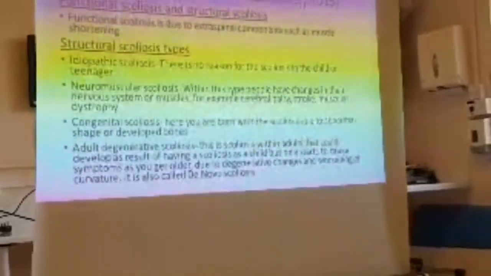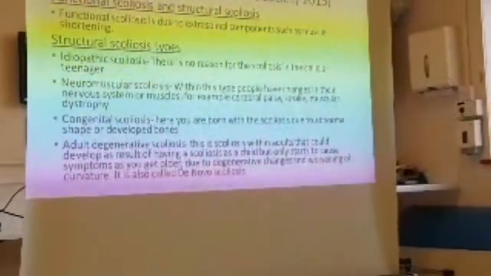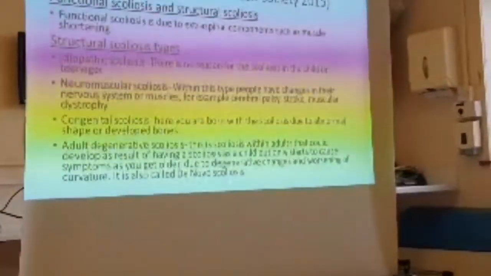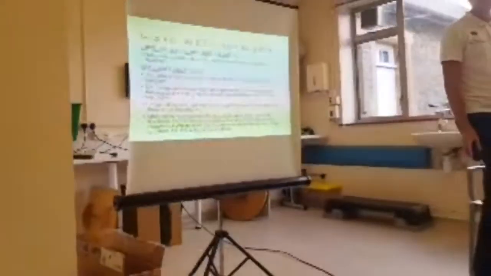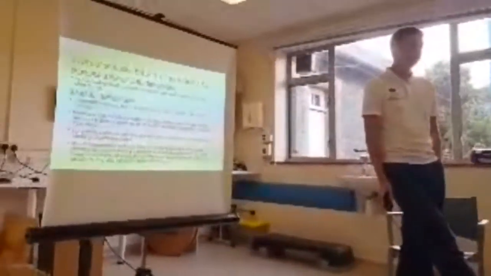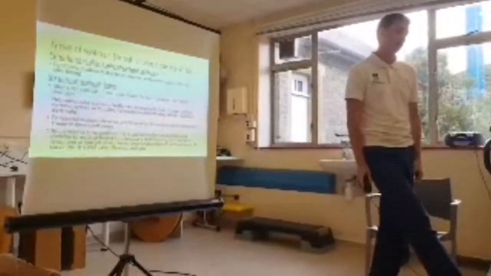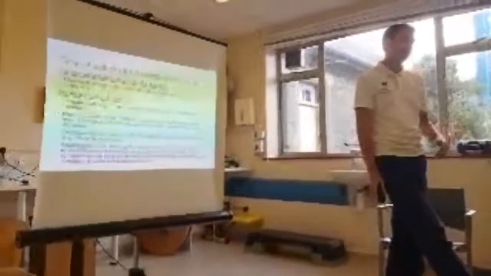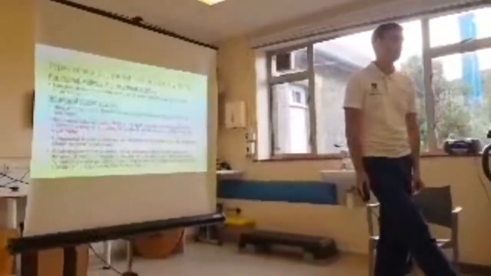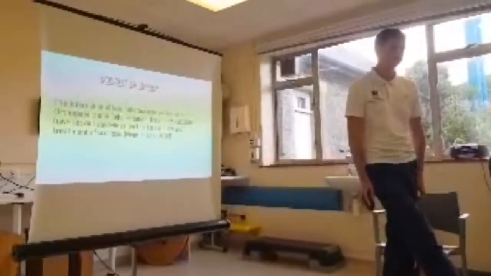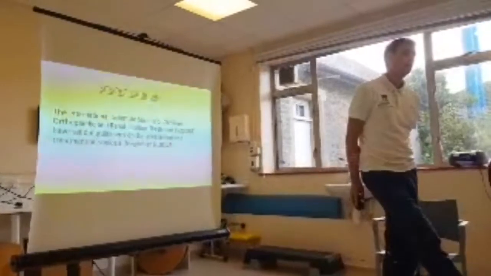And then finally, we've got adult degenerative scoliosis. This is scoliosis within adults. It could have developed as a child, but it only starts to cause problems when they're older due to degenerative changes, and as a result of degenerative changes, the worsening of the curvature. Another name for this is de novo scoliosis, just in case you come across that in referrals or something like that. So how do we look at guidelines on assessment and treatment now?